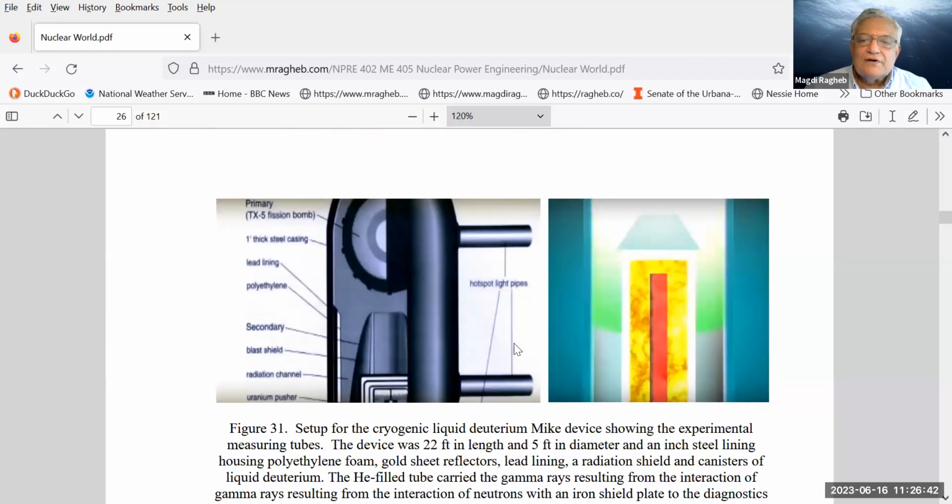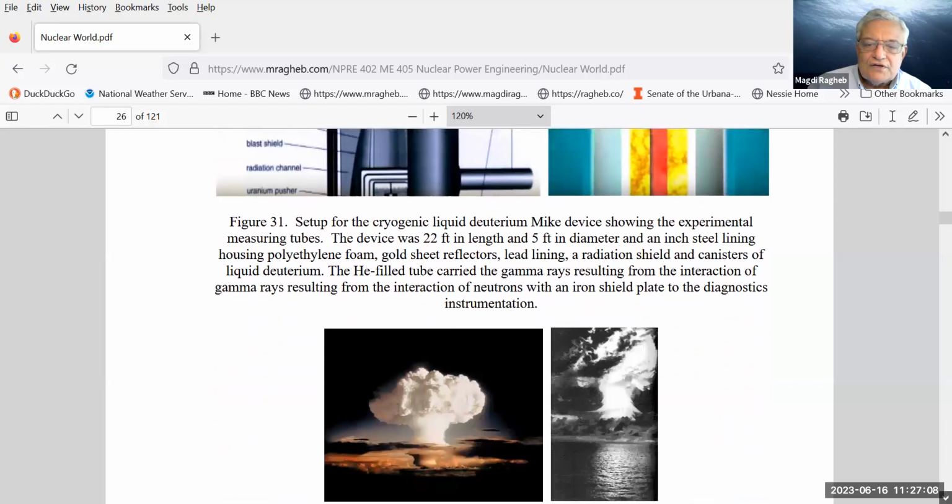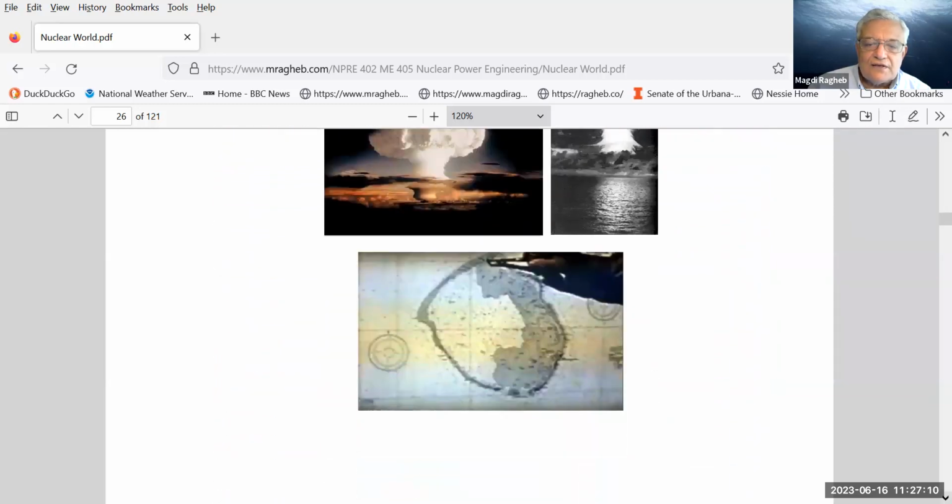They show us here the Ulam-Teller configuration, the spark plug that I showed in the diagram earlier, the fusion fuel surrounding it, the shield from the ellipsoid of revolution, and several devices. The starting one is there at the top. So this device was named the Mike device. It was 22 feet in length and 5 feet in diameter, huge in size, and they exploded it again in one of the atolls. What is an atoll?